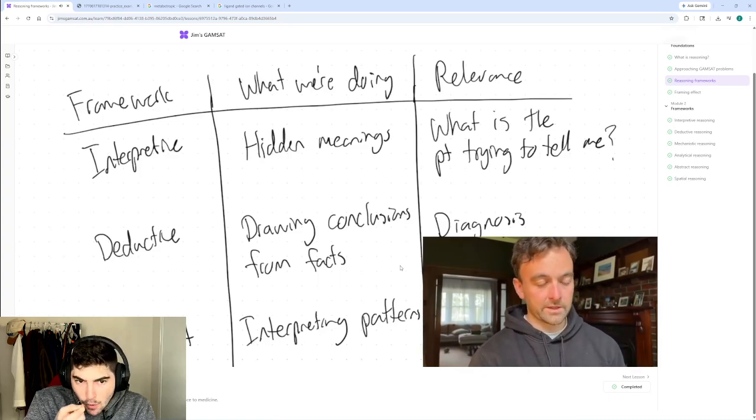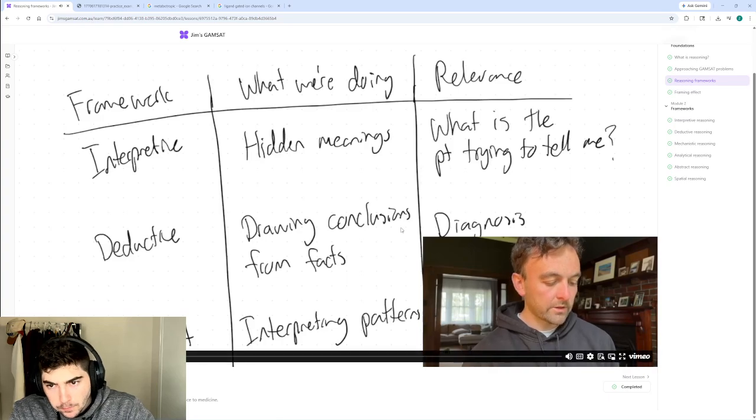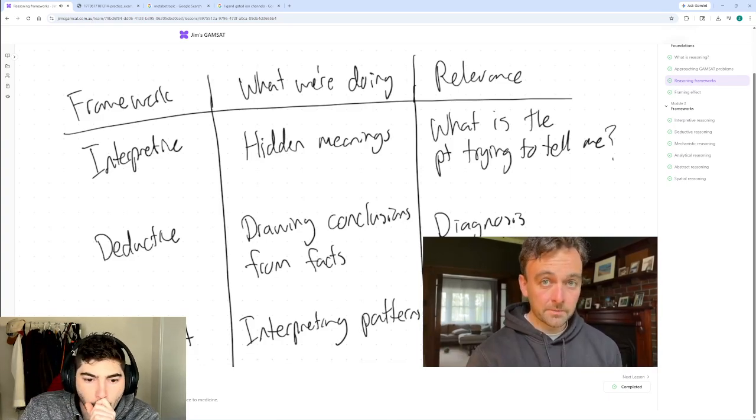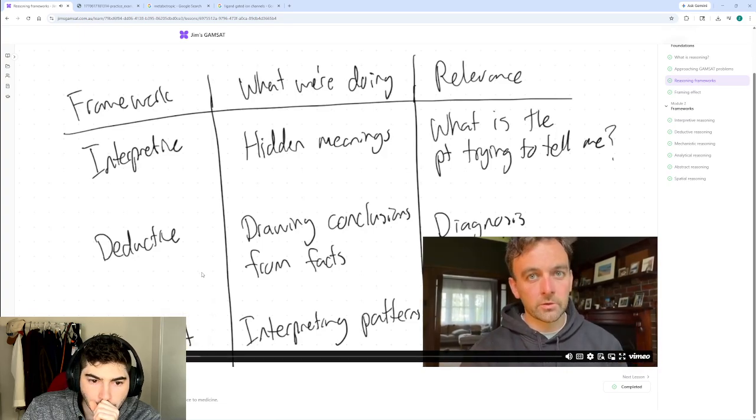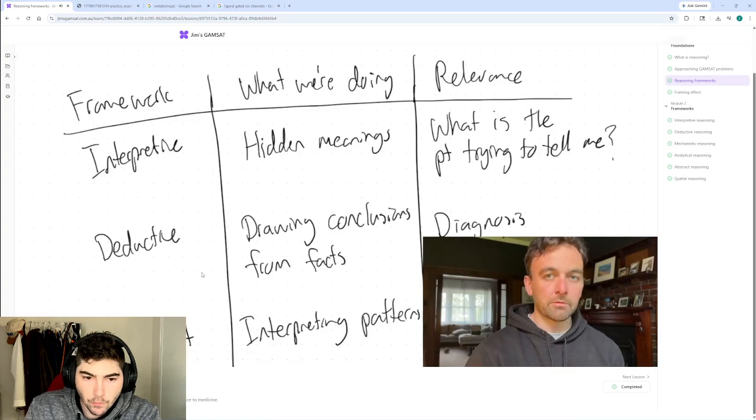So the first one is interpretive reasoning. Now this is mainly the one that we're using for Section 1, and this is where we're finding hidden meanings in text. Now why is that relevant? Well, patients always say stuff that they don't yet want to be asked about, and they're giving you little hints. They want to tell you, but there's something holding them back. And this is why interpretive reasoning is so important.